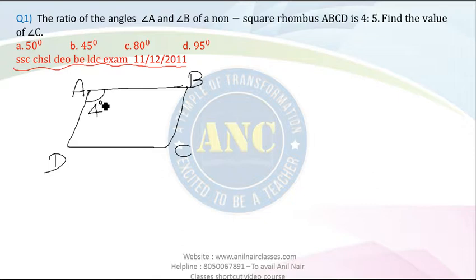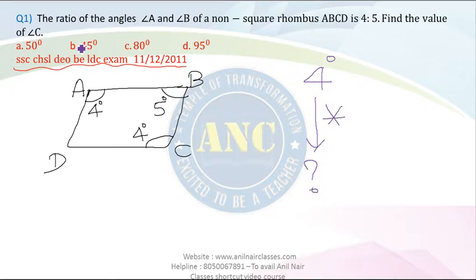Can I say that angle A is 4 degrees, angle B is 5 degrees according to the ratio? According to the question, angle C is how much? We know that A and C both are the same. That means angle C is also 4 degrees. According to the ratio, angle C is 4. According to the question, what are they asking? That means the answer should be a multiple of 4. 50 is not a multiple of 4, 45 is not a multiple of 4, 95 is not a multiple of 4. There is only one option which is a multiple of 4.